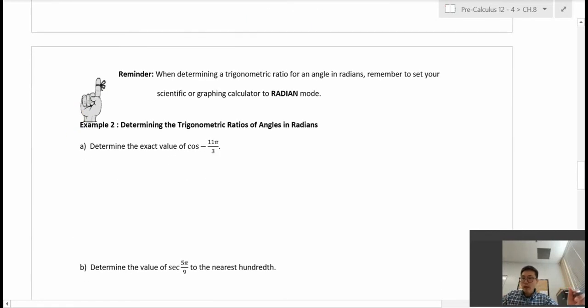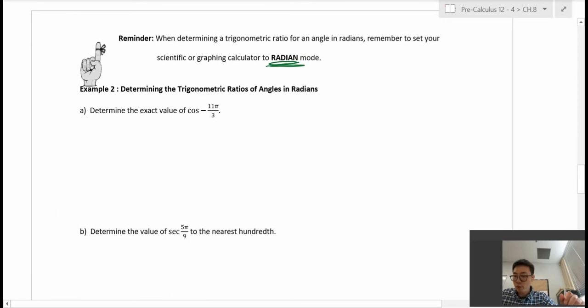All right, moving on. Reminder, when determining a trig ratio for an angle in radians, make sure that you set your calculator to radian mode. I mentioned this earlier. This is important. Make sure you're in radian mode. So part A says determine the exact value of cosine of negative 11 pi over 3. Anytime it says determine the exact value, it's going to be one of the special angles.